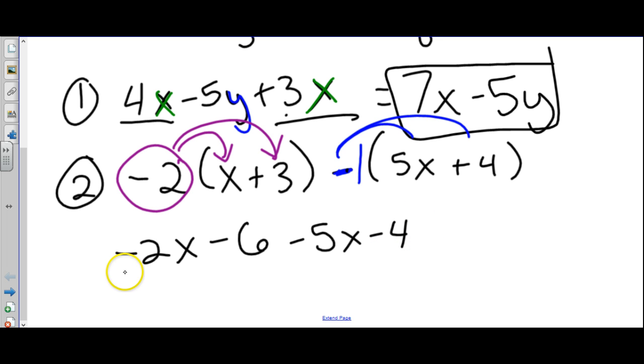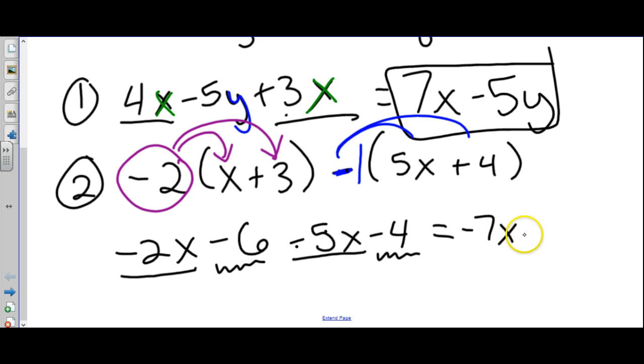Now we look for those like terms. -2x has a like term with -5x. -2 minus 5 is -7x. -6 has a like term with -4. -6 minus 4 is -10.